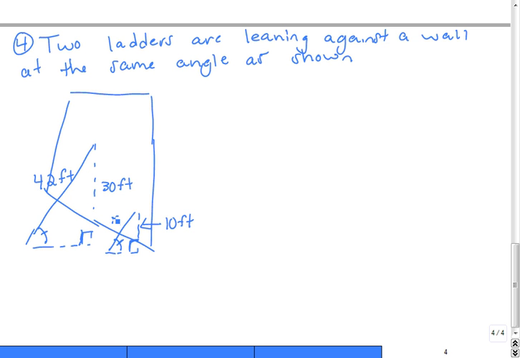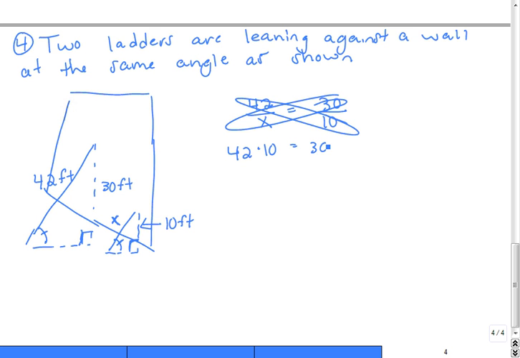So since they're similar, we can set up a proportion. So we have 42 over x is equal to 30 over 10. So we solve a proportion by cross multiplying. So 42 times 10 is equal to 30x. All right, 42 times 10 is 420, and that's equal to 30x. So I'm going to divide both sides by 30.